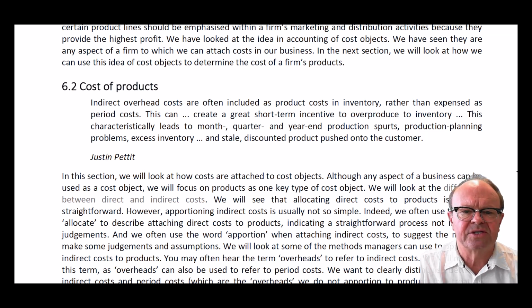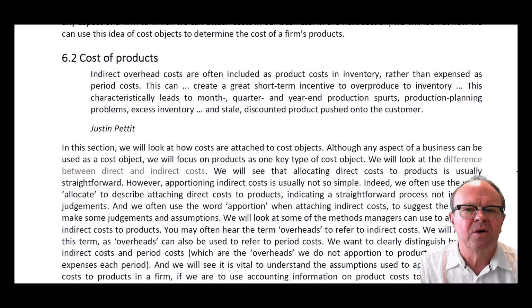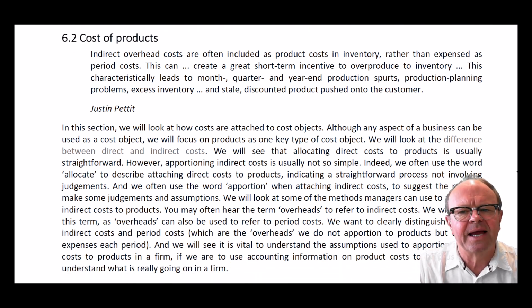Indirect overhead costs are often included as product costs in inventory rather than expensed as period costs. This can create a great short-term incentive to overproduce to inventory. This characteristically leads to month, quarter and year-end production spurts, production planning problems, excess inventory and stale, discontinued product pushed onto the customer. Justin Petit.